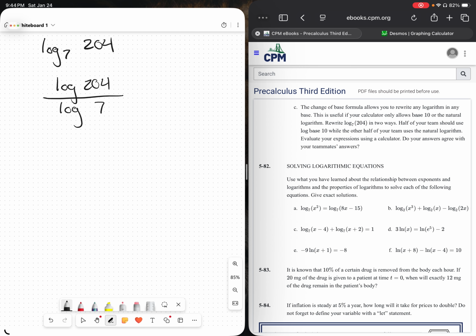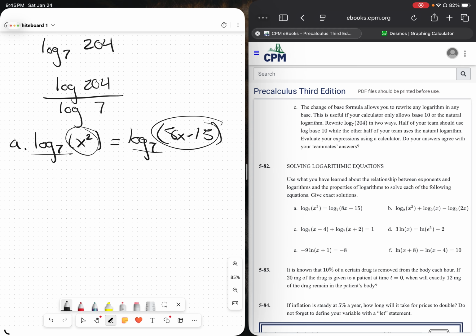So let's move on here. 82. So let's solve A. We have log base 7 of x squared equals log base 7 of 8x minus 15. Because these both have log base 7, it's the same idea as with exponentials. We call it one-to-one: because those are the same, these must be equal. So we can set x squared equal to 8x minus 15.